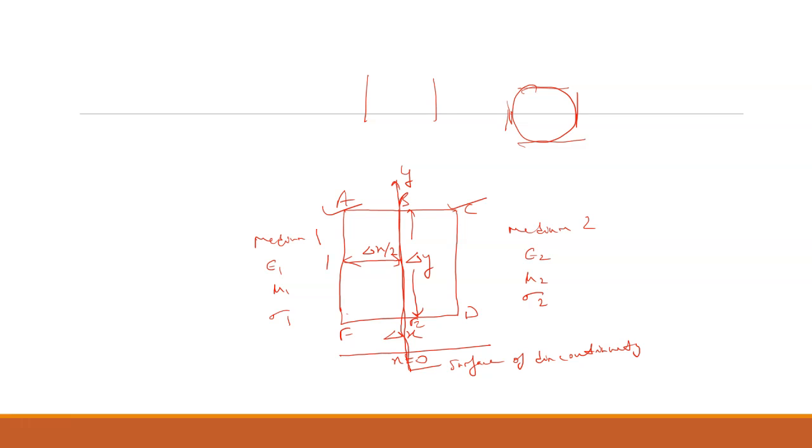Suppose along this direction the electric field is EY1, and along this direction it is EY2. Along the x component, the fields are EX1, EX2, EX3, EX4. Now just remember this diagram: width delta x, length delta y, components along y are EY1, EY2, and along x are EX1, EX2, EX3, EX4.